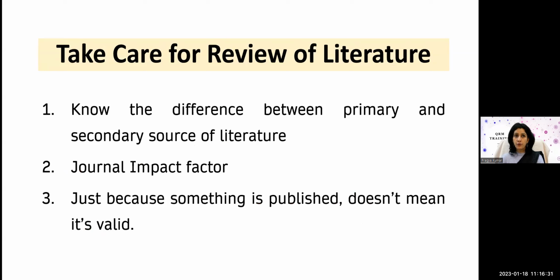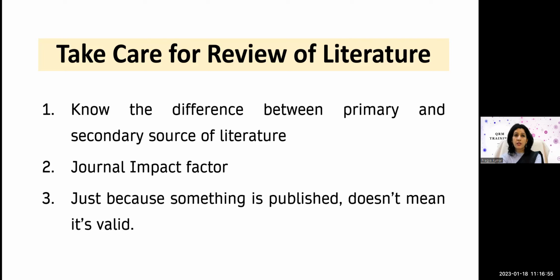So you have to know the difference between the primary and the secondary source of literature. The primary source of literature is the original work, but the secondary sources are like somebody citing, doing an editorial, or doing some other sort of systematic review. Then it is a secondary one. So you should know the difference between the primary and secondary source of literature.